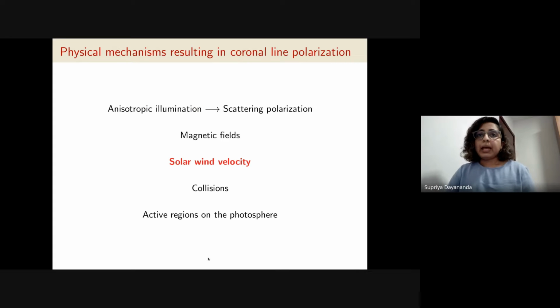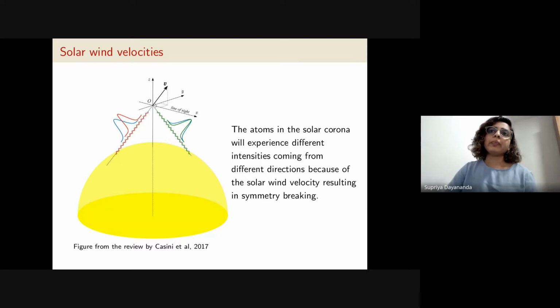The other important mechanism which can break the symmetry and result in a polarization signal is the solar wind velocities. Basically, the atoms in the solar corona will experience different intensities coming from different directions because of the solar wind velocity and hence the Doppler effect, resulting in symmetry breaking. This symmetry breaking can in turn lead to polarization signals. I will talk about examples of this and applications of PCorona exclusively in this context in the second half of the talk.